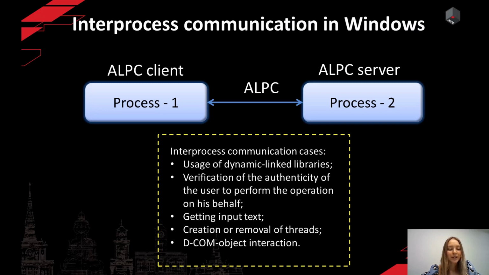The internal mechanism of Windows inter-process communication is ALPC, Asynchronous Local Procedure Call. Its purpose is to transmit messages between client and server processes. Even the simplest Windows application has at least one ALPC connection.